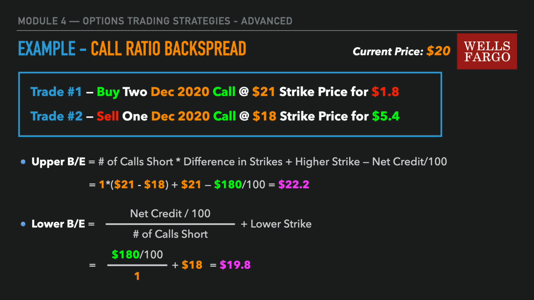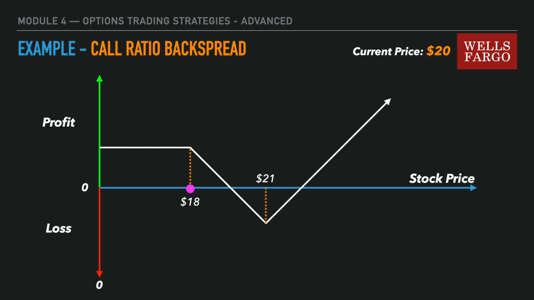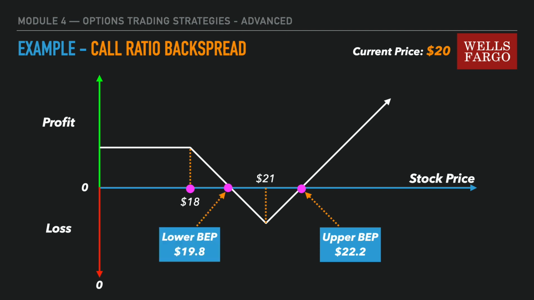Alright, once we have all these numbers, we can now draw the risk graph for this call ratio backspread trade. So this is how the P&L line looks like for a call ratio backspread trade in general. For this case, we have the higher strike at 21 and the lower strike at 18. Then we have the upper break-even price at $22.2 and the lower break-even price at $19.8.